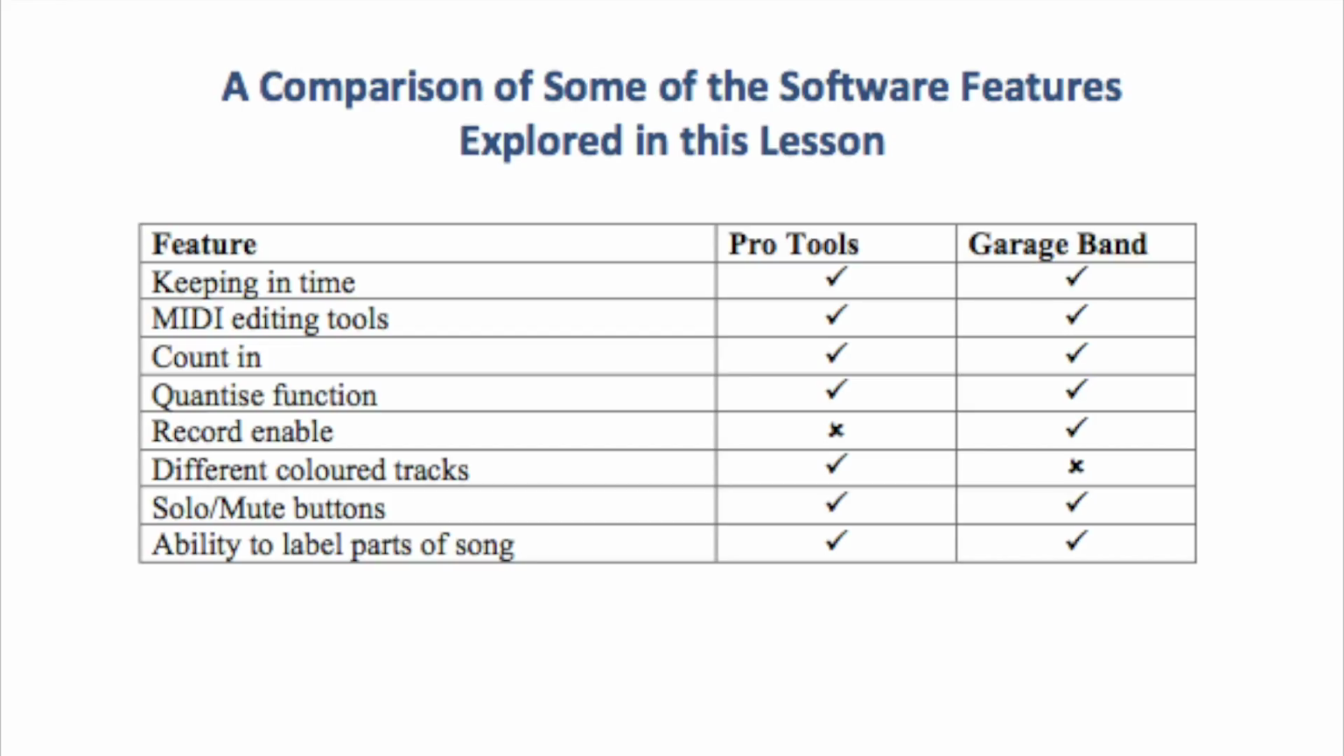Pro Tools uses different colors for each different track. GarageBand uses different colors too, but these different colors are to show audio and MIDI tracks. Both Pro Tools and GarageBand have solo and mute buttons. Pro Tools uses letters S for solo and M for mute, whereas GarageBand uses pictures. You can label the different parts of your song in both these programs. GarageBand calls it an arrangement track, and Pro Tools calls it a marker track.